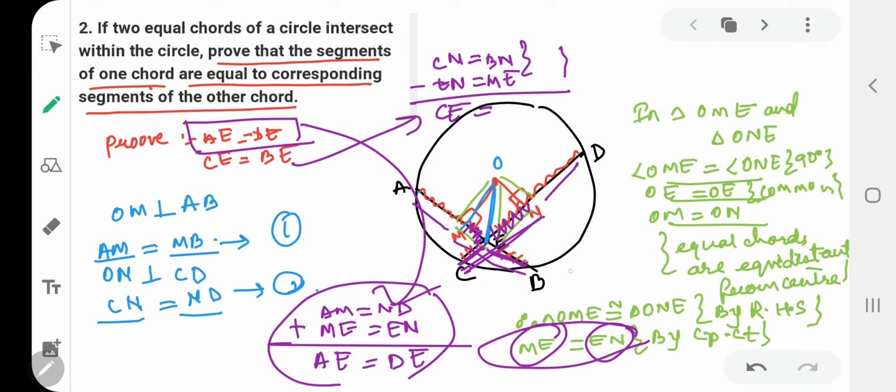From where does this BN came? It's not BN. ME is this. Okay, BM it is. BM minus ME. So you will get BE. And hence proved. Clear?